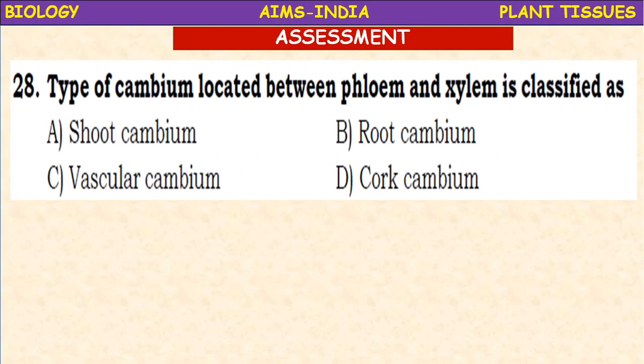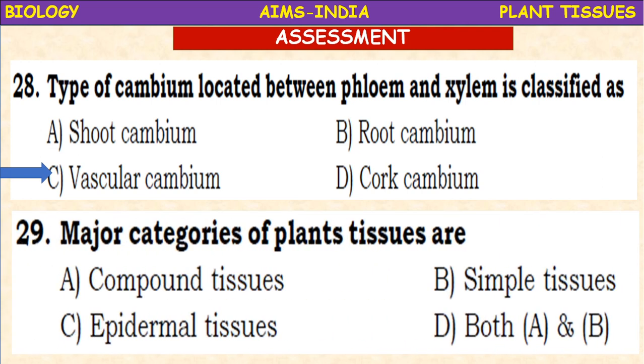The type of cambium located between phloem and xylem is classified as. Okay, what is that cambium present in the vascular bundles? It is called vascular cambium. The type of cambium located between xylem and phloem. If this cambium is present, it is the open type of vascular bundle. If it is absent, it is the closed type of vascular bundle.